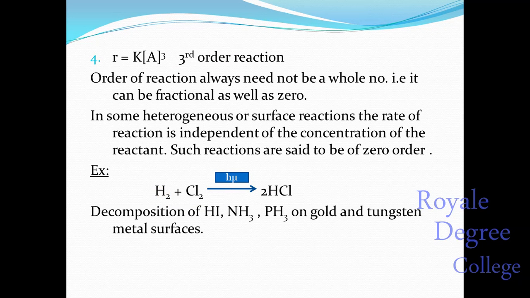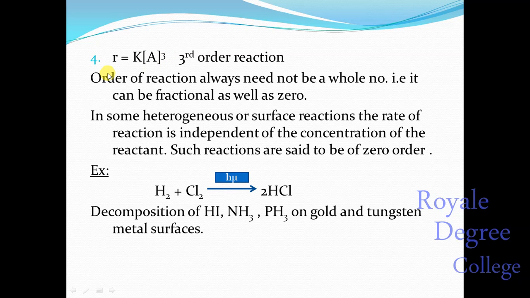R equals K times molar concentration of A to the power 3. Here the power is 3, isn't it? So the reaction is of third order. The order of reaction need not always be a whole number; it can be fractional as well as 0. In some heterogeneous or surface reactions, the rate of reaction is independent of the concentration of the reactant. Means it will not depend on the concentration of the reactant. Such reactions are said to be of zero order.